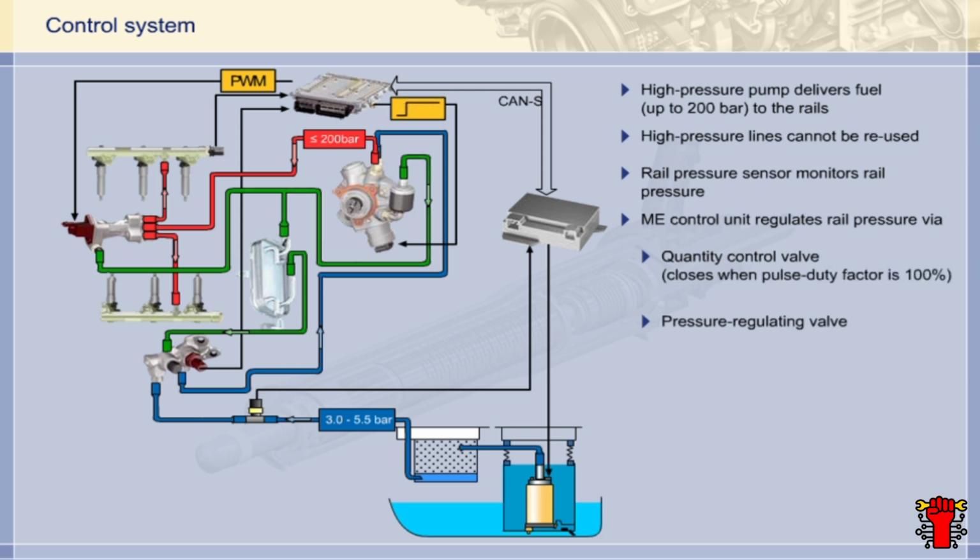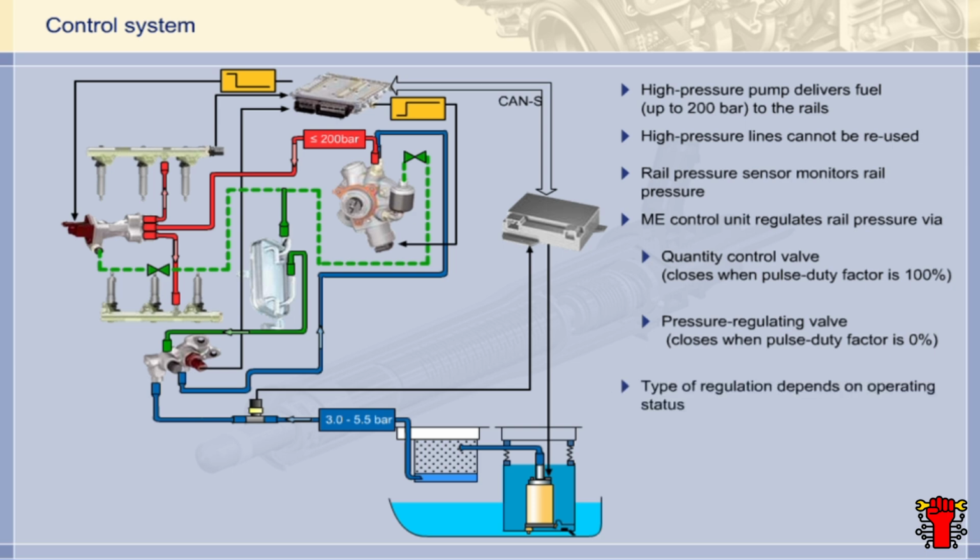The quantity control valve is closed when a continuous current is applied, in other words, when the pulse duty factor is 100%. With the pressure regulating valve, it's exactly the opposite. It closes if no current is applied, in other words, when the pulse duty factor is 0. Which of the two valves plays the main role in regulating the high fuel pressure depends on the engine's operating status.